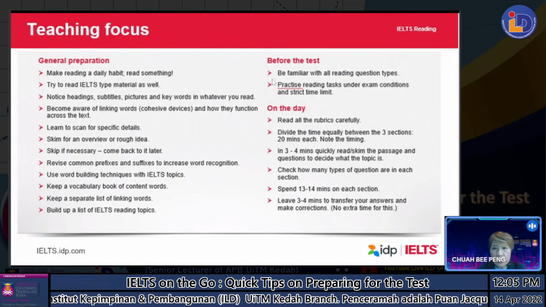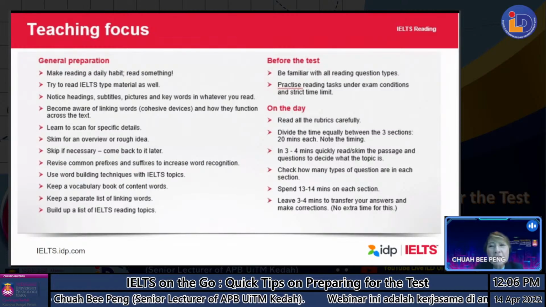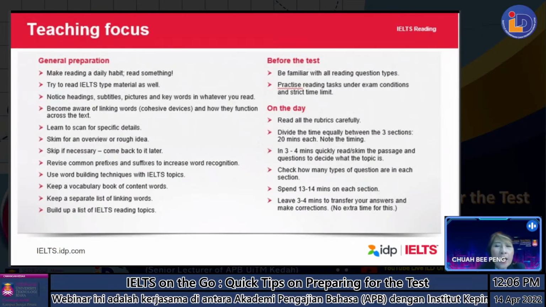I hope I have given you some idea what it is, but you might want to find out more on your own. Practice reading tasks under exam conditions. This is very important. Don't give yourself the false sense of, okay, I have 2 days to finish this particular section, I do 1 question a day, or I answer 3 questions a day, I feel very achieved already.